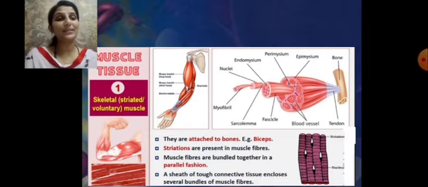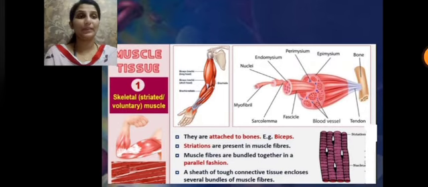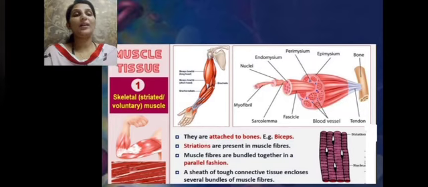And these muscle fibers are bundled together in a parallel fashion. We can see they are bundled together in a parallel fashion. They are called voluntary muscles because they work according to our will. Since these muscles work according to our will, they are called voluntary muscles. The bundle of muscle fibers is bound together by a sheath of connective tissue. So this is the first type of muscular tissue, skeletal or striated or voluntary muscles.